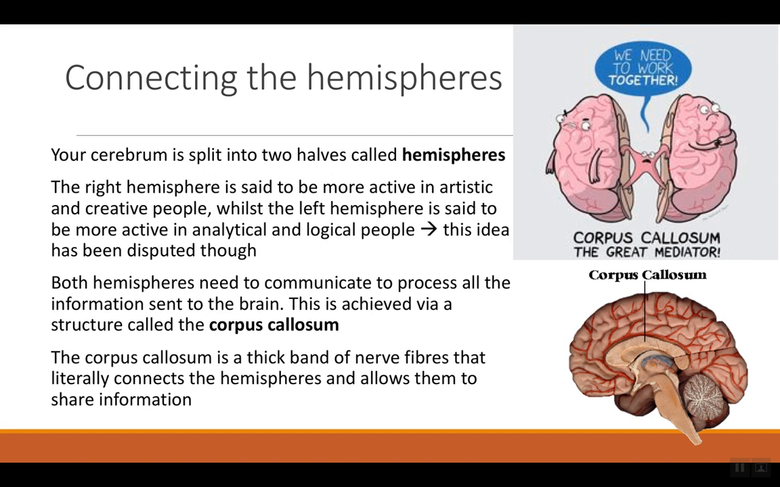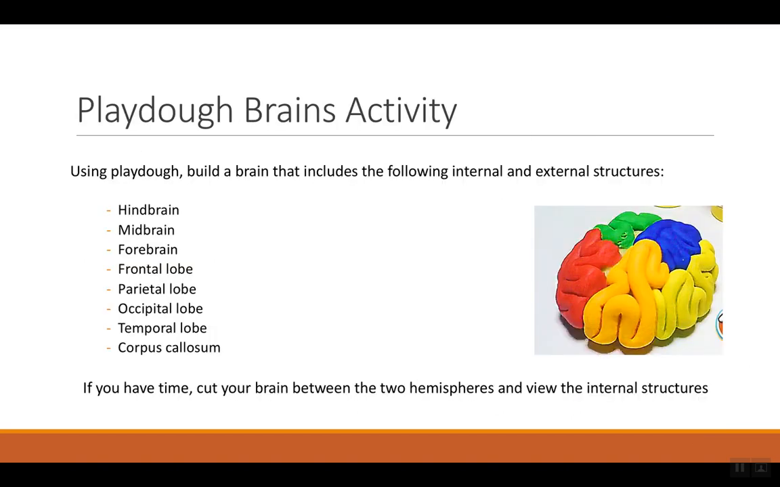For you to process the information that is all sent to your brain, you need those two hemispheres to connect and to talk to each other. Okay, this guy in the middle, your corpus callosum, that is the connection. Thick band of nerve fibers, literally, but also figuratively connects the two. All right. In the next lesson, we're gonna build a model and have a look through at these different parts of the brain.